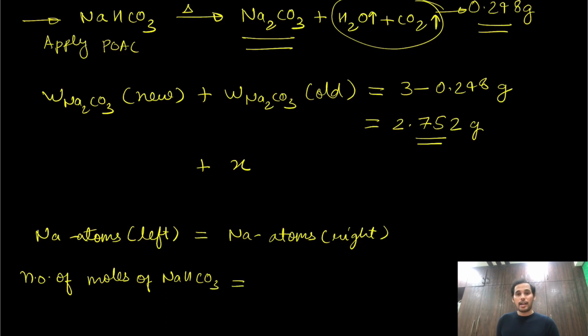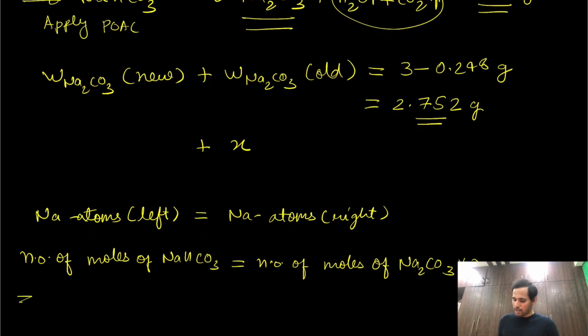So this can be written as number of moles of NaHCO3, and the right hand side can be written as number of moles of Na2CO3 multiplied by 2. Why? By now you must know, because one Na2CO3 molecule has 2 sodium atoms, 2 gives 4, 3 gives 6. So whatever is the number of moles of Na2CO3 molecules, twice that number will be the number of sodium atoms, of course, and that is what we have to conserve here.